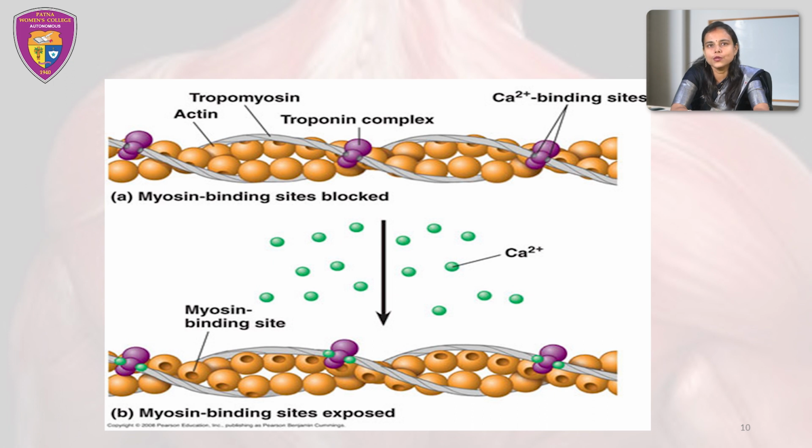Here on the slide, you can see in figure A how tropomyosin covers the myosin binding sites on the actin filament and makes them inaccessible for the myosin head in the absence of a stimulus during muscle relaxation. While in figure B, you can see that in the presence of a stimulus, calcium ion binds to troponin complex and brings about conformational change in the tropomyosin, which in turn uncovers the myosin binding sites on the actin filament.